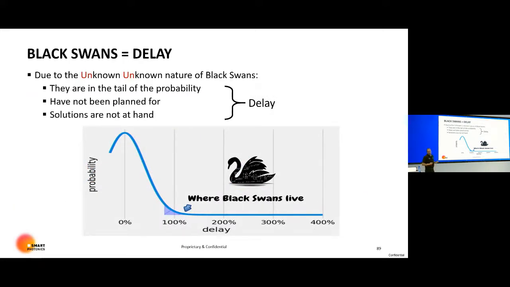And always, by the very nature of the black swans, they are unknown. So solutions are also not known, and you get a delay in developing the solutions. We have seen from my examples that you have to measure these delays in years or multiple years. Not a quick thing.